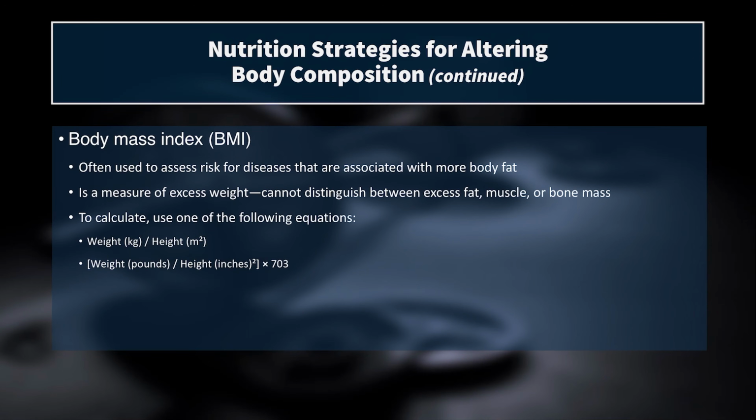Now, a little bit more on body mass index. As I said, it's often used to assess risk for diseases that are associated with more body fat. However, it's a measure of excess weight. It does not distinguish between fat, muscle, bone, etc. We calculate it using one of the following equations, either weight in kilograms over height squared, or weight in pounds over height in inches squared times 703.